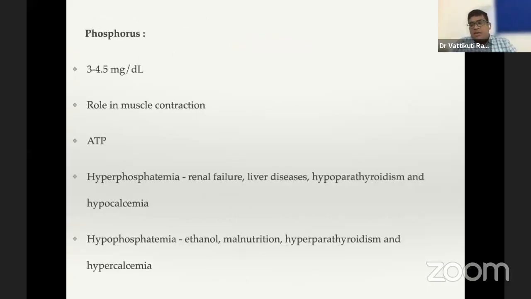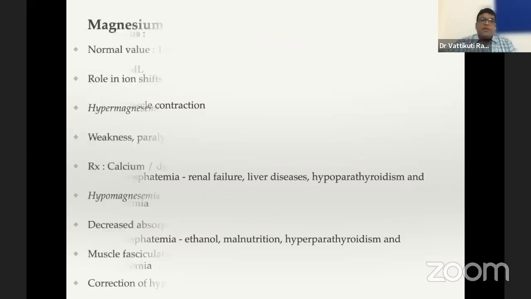And other trace elements which are very important for us are phosphorus and magnesium. The normal value of phosphorus is around 3 to 4.5 milligrams per deciliter. It has a very important role in muscle contraction and ATP. Hyperphosphatemia happens whenever there is renal failure, liver disease, hypoparathyroidism, hypercalcemia. And hypophosphatemia, which is very commonly seen in the ICU, happens because of malnutrition or refeeding syndrome, or whenever there is hypercalcemia or hyperparathyroidism, or in patients who are chronic alcoholics.